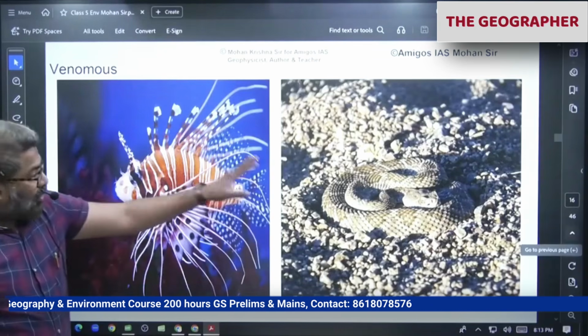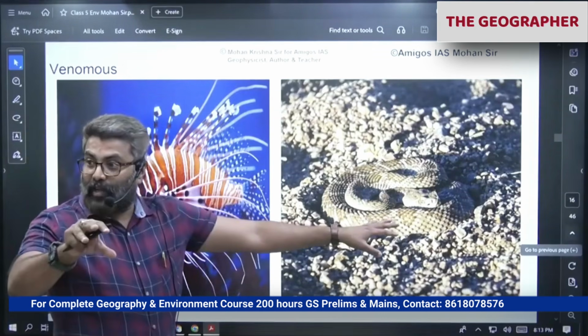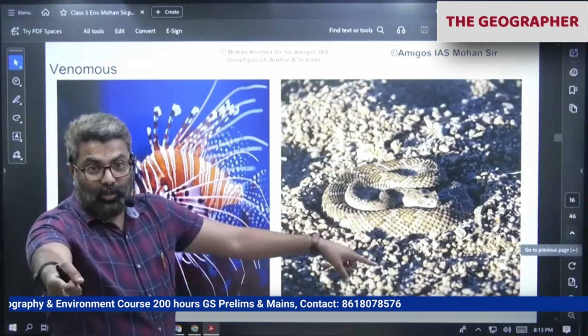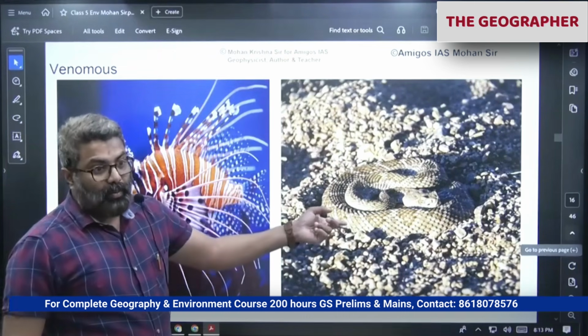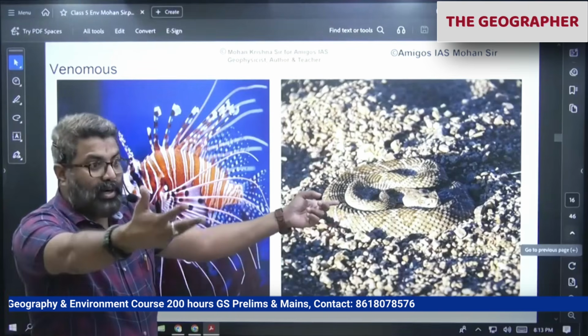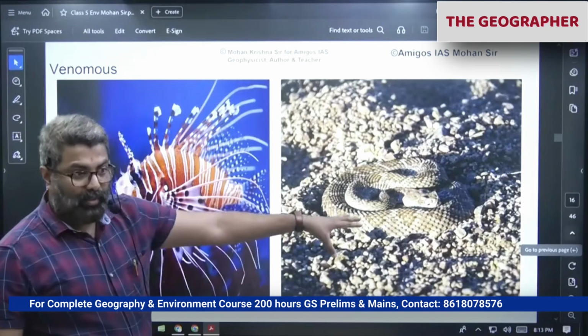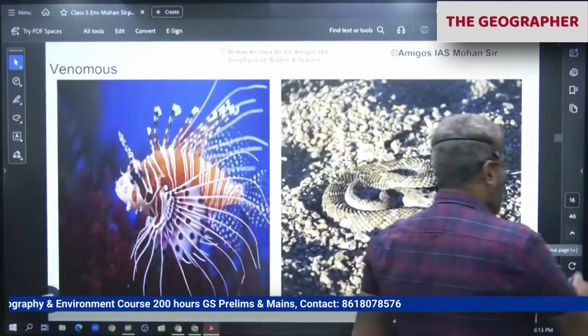So snakes also have venom. Using that venom, they hunt also. They try to protect themselves by injecting that venom into the bird or hawk or eagle when it comes and attacks. So some animals are venomous.